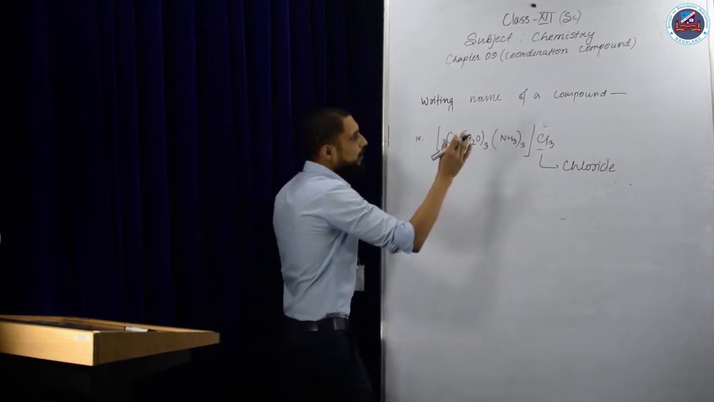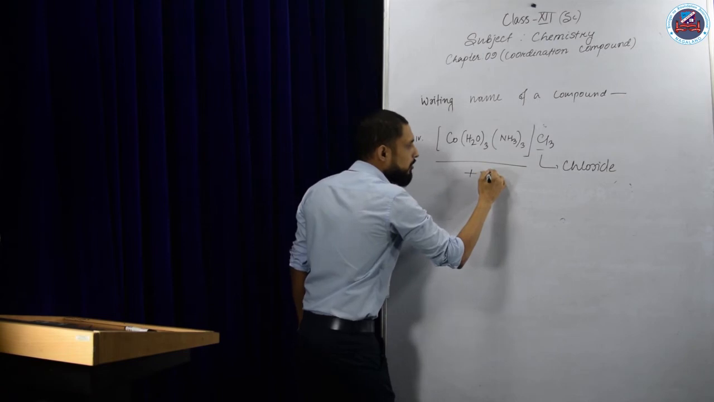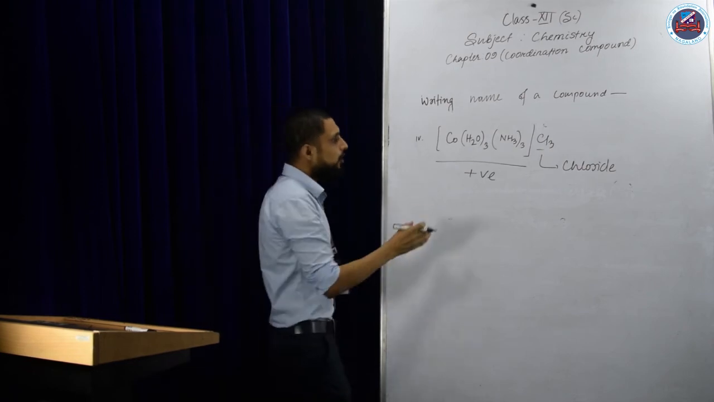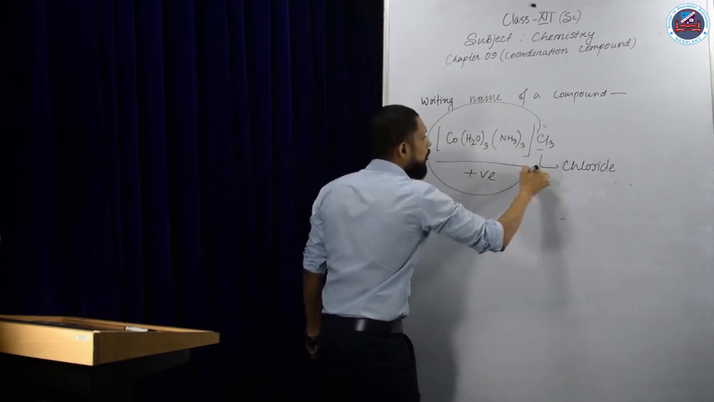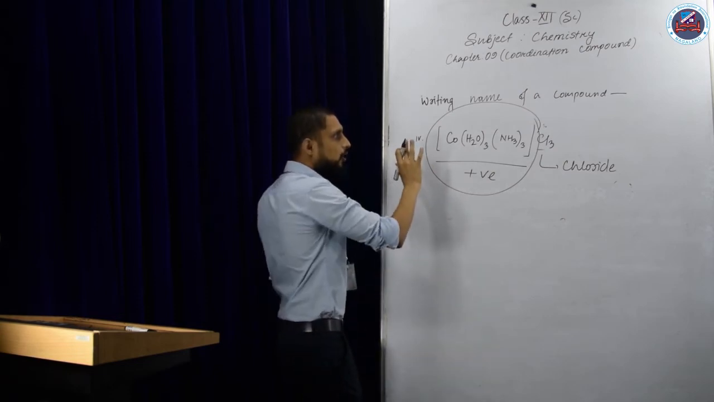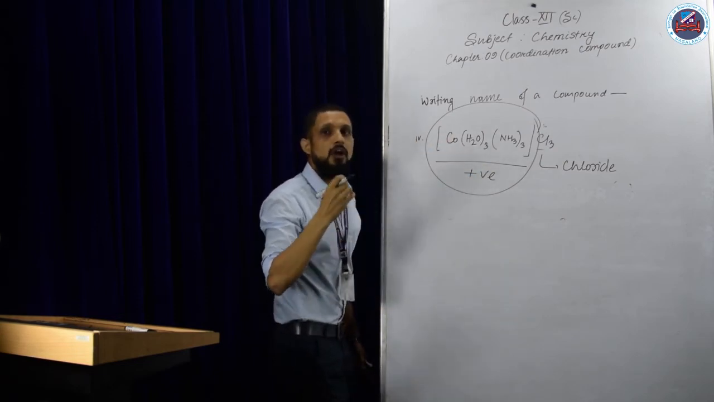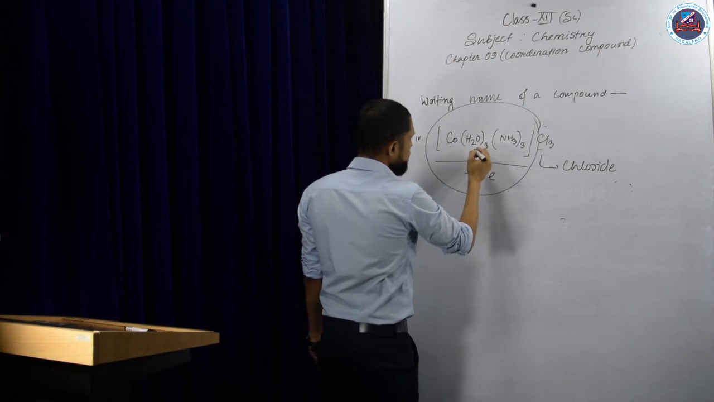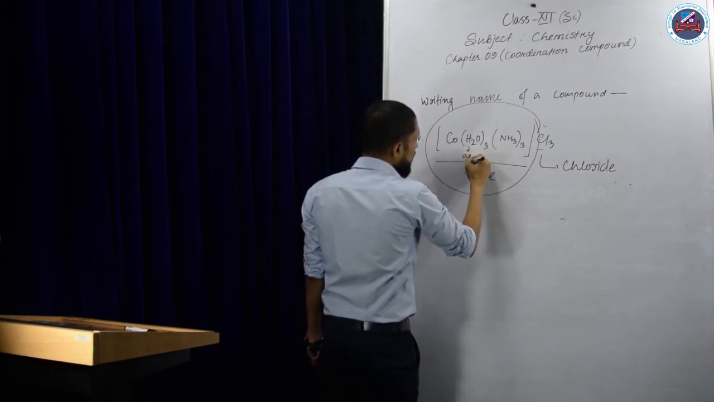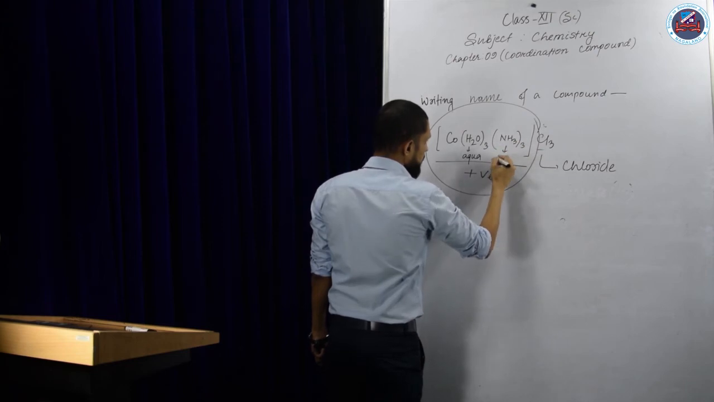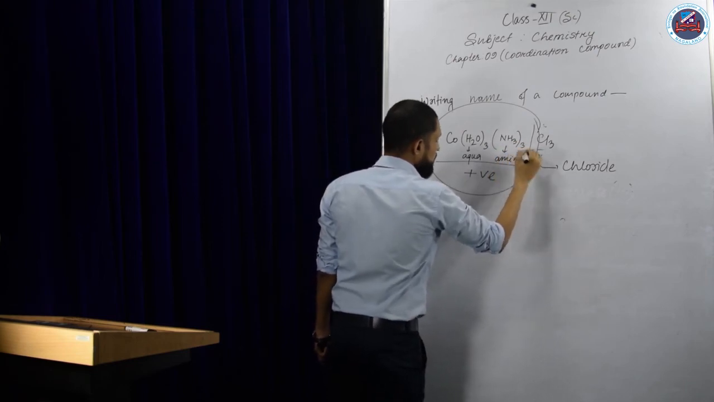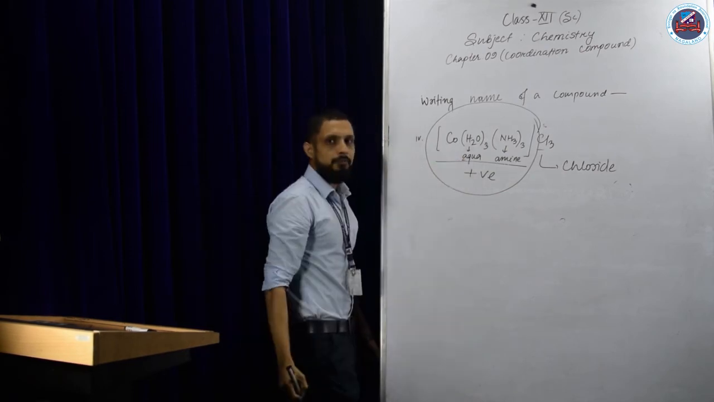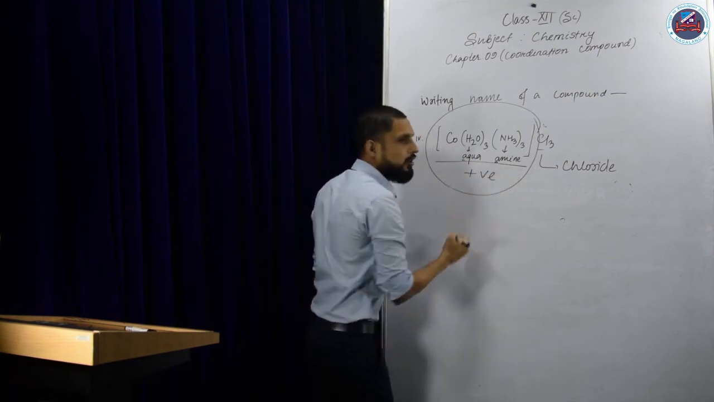Now, the counter ion is negative, coordination entity is positive. So we always start with the cationic part. That means here we'll start with the coordination entity. So again, for coordination entity, the rule is ligand followed by central metal ion. So we'll write the names of the ligand first. H2O, name is aqua. NH3 is amine. Now you can see here, aqua starts with A. Amine also starts with A.